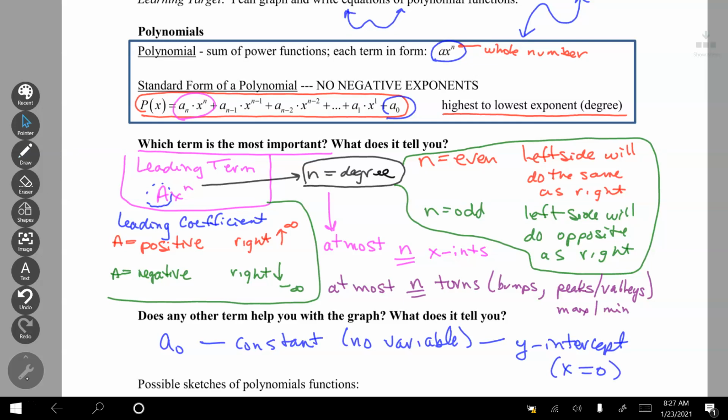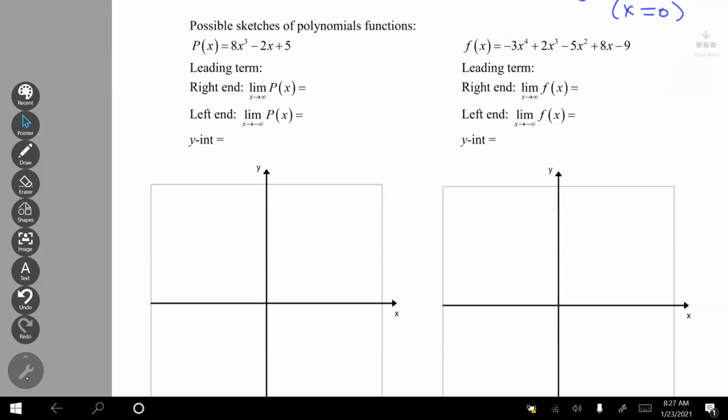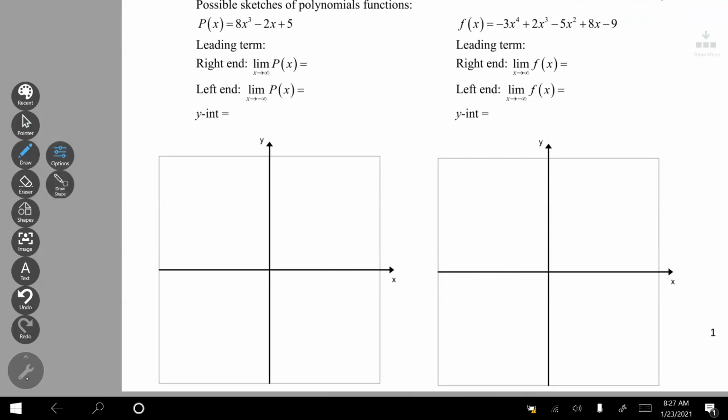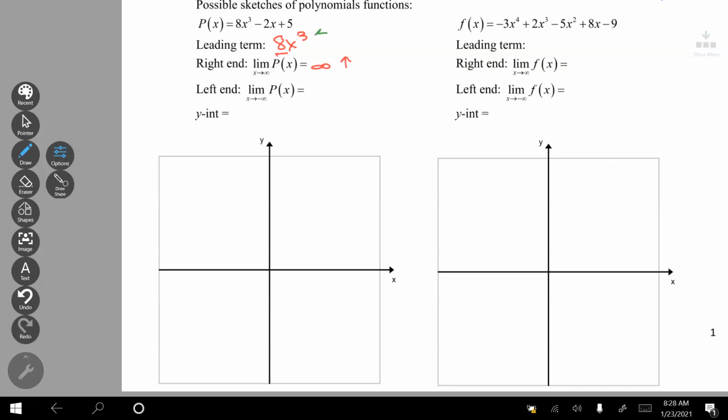So let's try to sketch some graphs. These are not going to be accurate graphs. This is just what is the idea. So when I look at this problem here, I see my leading term is 8x cubed. Well, because it's a positive 8, the right side goes up to infinity. And because it is an odd degree, the left side does the opposite. It goes down to negative infinity. So I'm just going to draw little arrows here. Right side goes up, left side goes down.